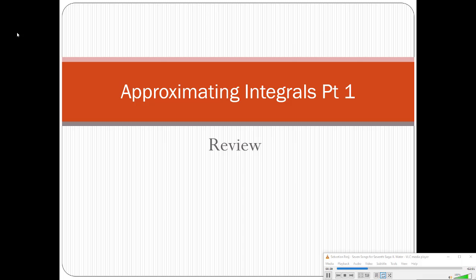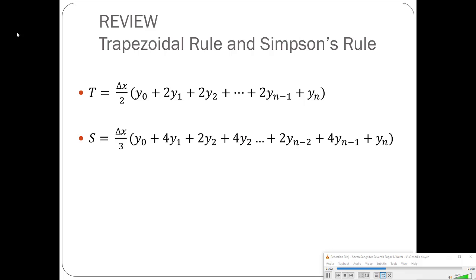What we ended up with is two methods, Simpson's rule and trapezoidal rule, for approximating integrals. That was slightly better than just using the rectangular approximation, using either an endpoint or a midpoint or some point in the middle, which we'd done in chapter 5. And those rules are both summarized here.